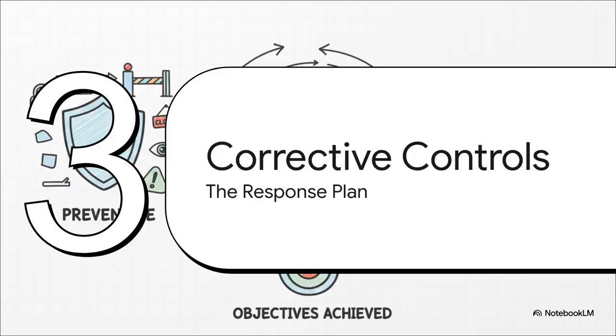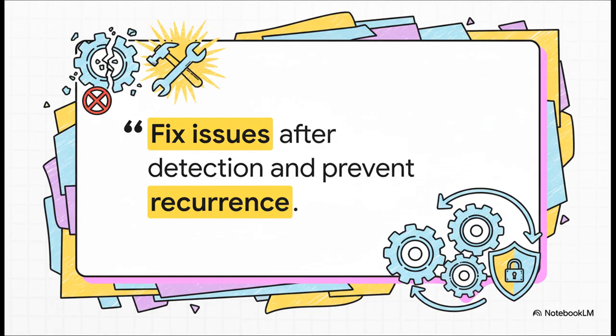Okay, so your watchtower sounded the alarm. You found a problem. Now what? Just knowing something's wrong isn't enough, right? This brings us to our final and super critical category: corrective controls. These are the repair crews that rush in to fix the damage and, just as importantly, reinforce the fortress for the future. And this dual purpose here is everything.